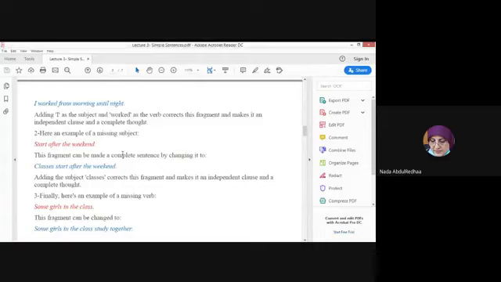To make it acceptable, here I have a fragment. Why? Because it is not imperative. It is not an imperative sentence, so here it is a fragment. To make it acceptable, I need to add what? I need to add a subject, right? Yes. So in this case we added classes to make it acceptable. We said classes start after the weekend.